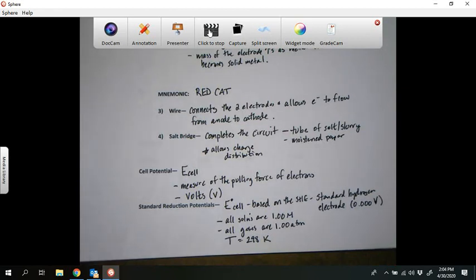So in our next video, we're going to look at a diagram of what a cell would look like. And then in our third, we're going to look at how we use standard reduction potentials in order to calculate different things.